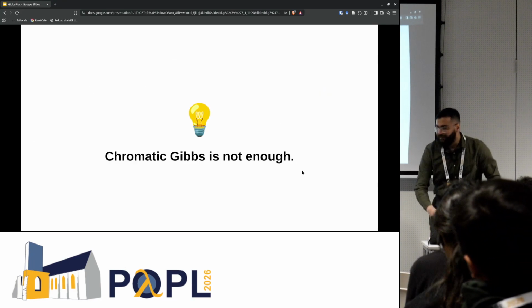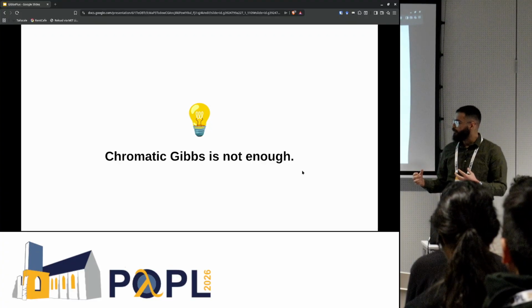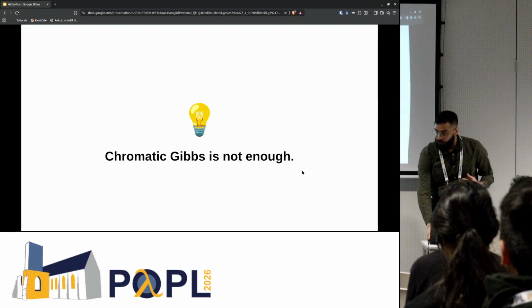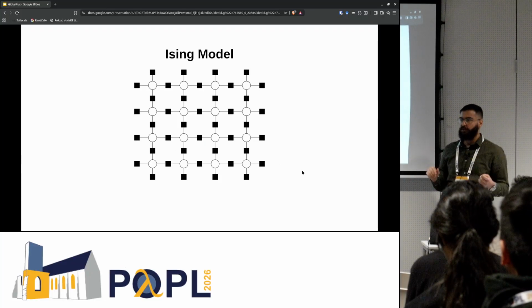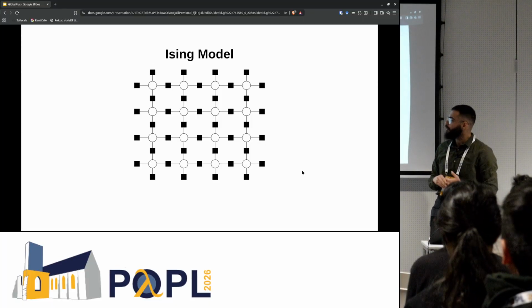All right, now we have the second observation, which is that this is not enough if you want to do high throughput Gibbs sampling on a GPU. To see why, I'm going to show you two representative examples of the workloads that people use for Gibbs sampling. The first one is this friendly Ising model.